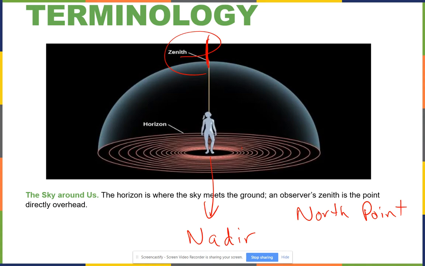We measure from the equator. How far is it from the equator to the pole? 90 degrees. So the North Pole is at 90 degrees north. The South Pole is 90 degrees south.